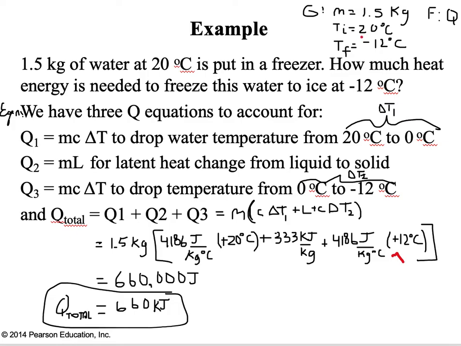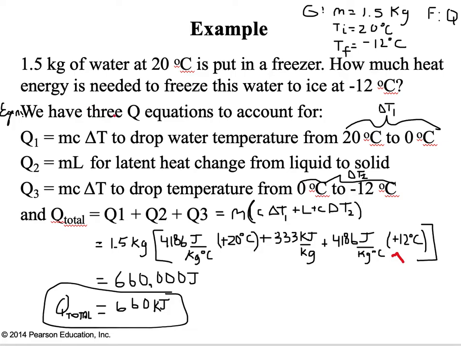So let's take a look at our givens. We're given a mass of water of 1.5 kilograms. Our initial temperature is 20 degrees Celsius, and our final temperature is minus 12 degrees Celsius. We're going to drop the temperature of the water down below freezing. We want to find the total amount of heat needed to be removed from that water to make it into ice at minus 12 degrees Celsius.